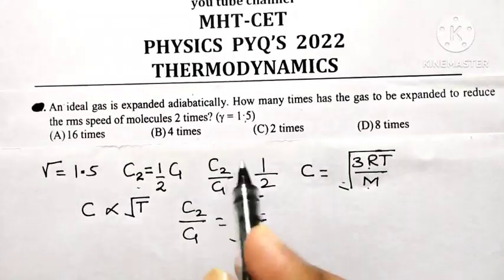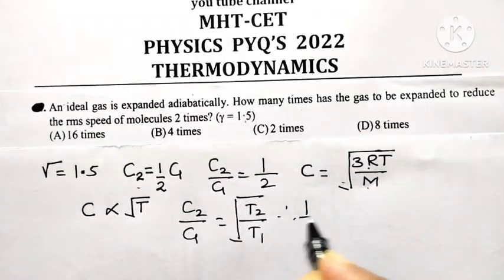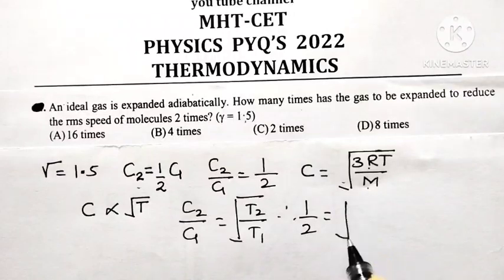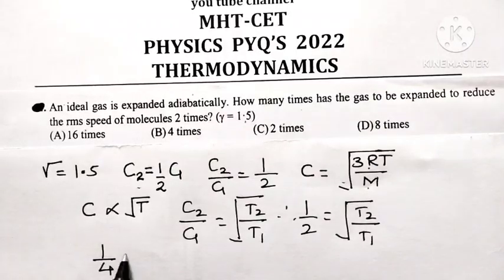But we know C2 upon C1 is 1 by 2, therefore 1 by 2 is equal to under root of T2 upon T1. Now squaring on both sides, therefore 1 by 4 is equal to T2 upon T1.